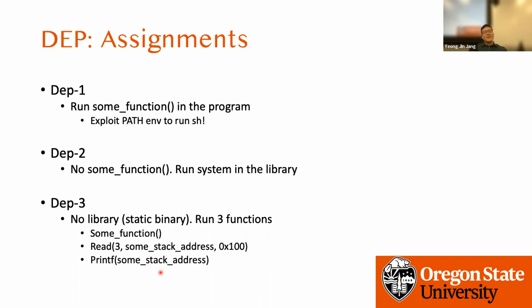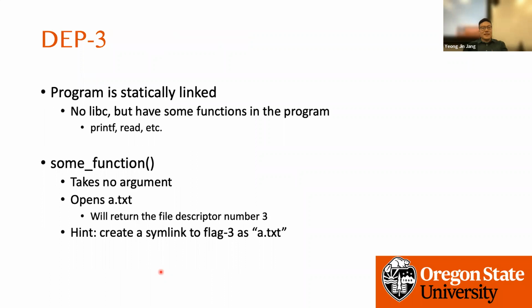Then I believe the challenge will be 5 times more difficult. But you can read the flag with these tricks. And then there are some slides for that. One of the hints is that the sum function opens a.txt. So it opens a.txt, but now we know how to play with the file name. So you can have a symlink to the flag named a.txt. Then some function will open the flag.